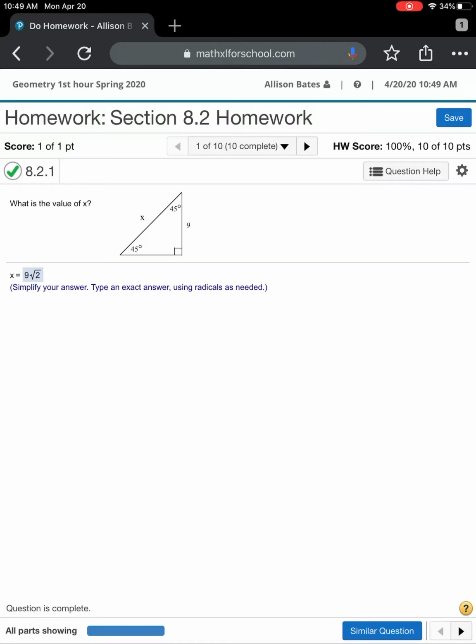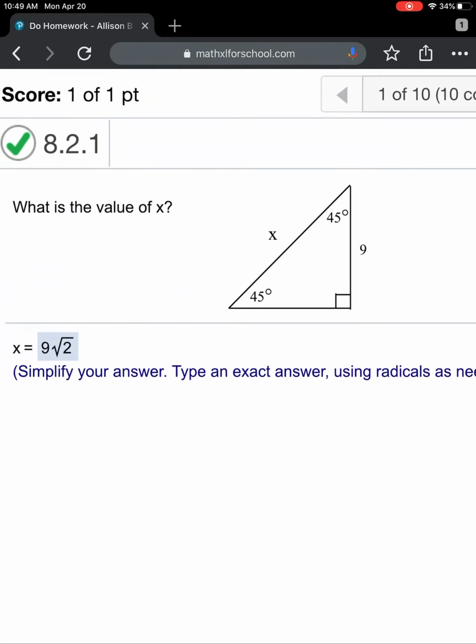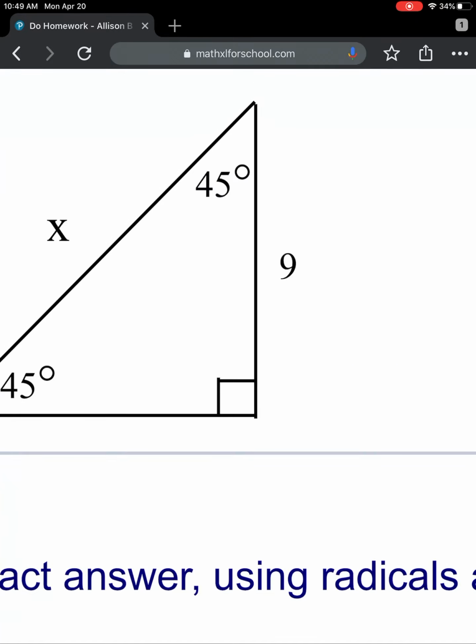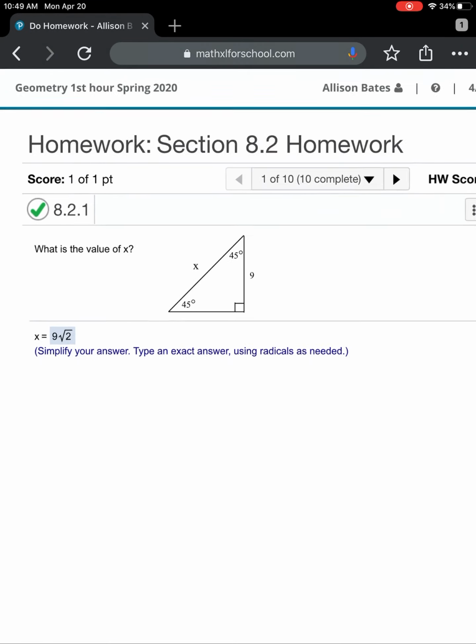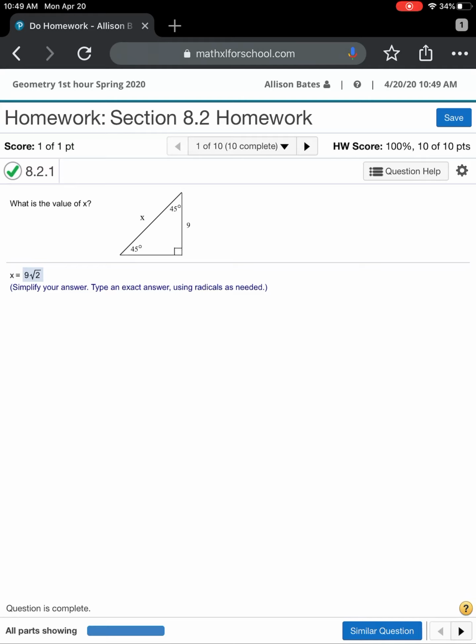Okay, so this is section 8.2, and as you can see, you have a right triangle. This side right here is measured 9. That's 9 units, we'll just say, since it doesn't give us any kind of measurement for that. And this is what we call a 45, 45, 90 triangle.